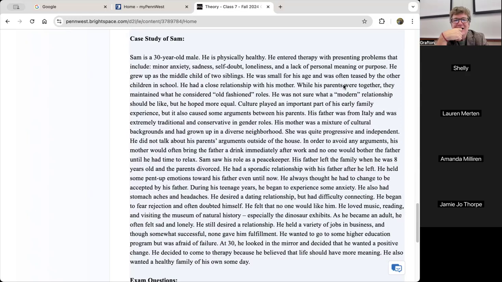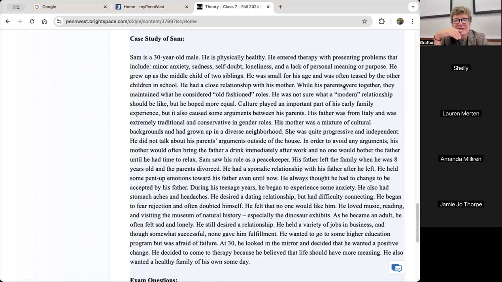All right. Sam, 30-year-old male. He is physically healthy. He entered therapy with presenting problems that include minor anxiety, sadness, self-doubt, loneliness, a lack of personal meaning or purpose. Just because I said lack of personal meaning or purpose, there's no question on existentialism. Stick to the theories. He grew up as the middle child of 2 siblings. No questions about Adler. He was small for his age and was often teased by other children in school.